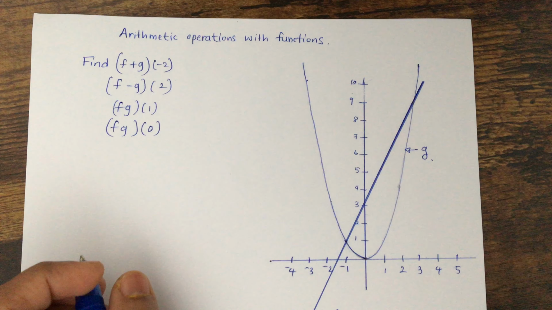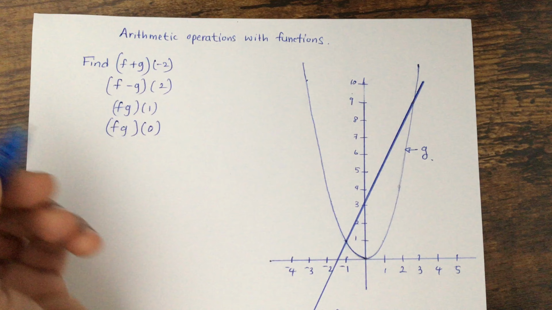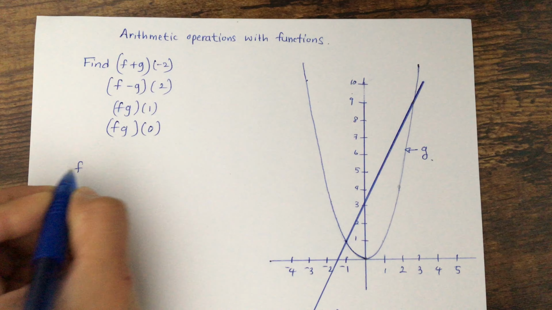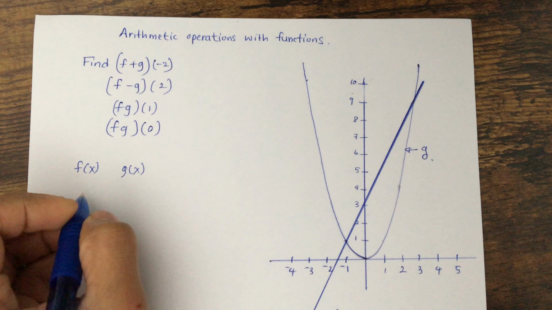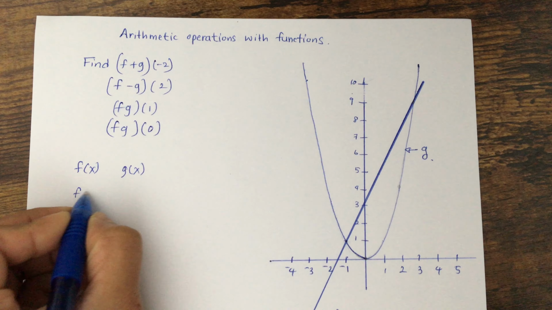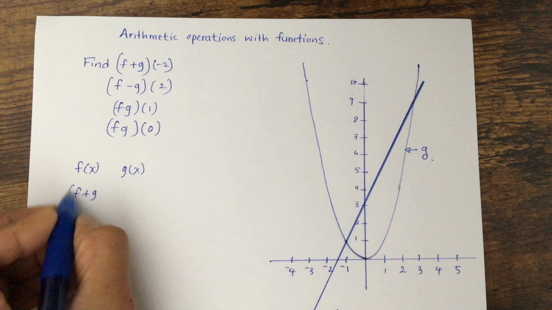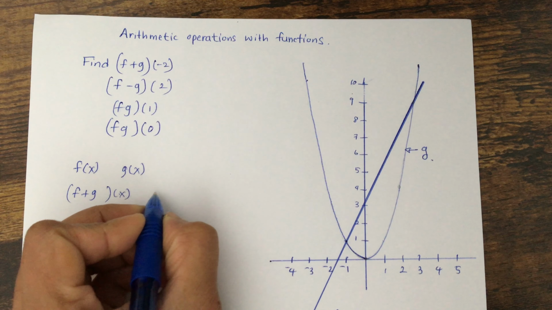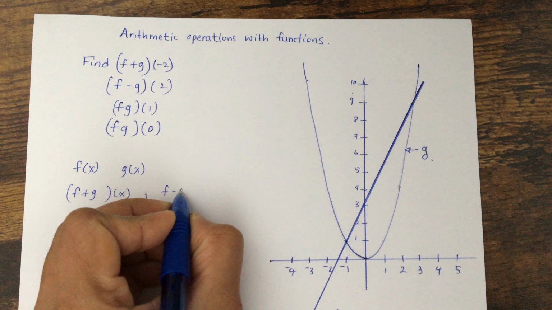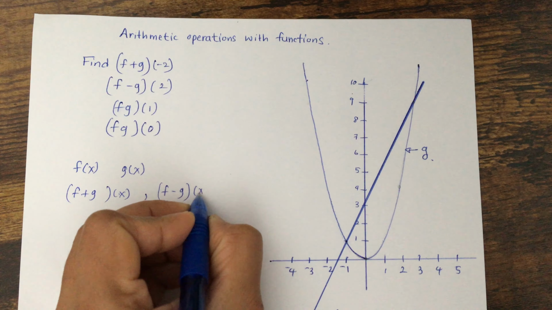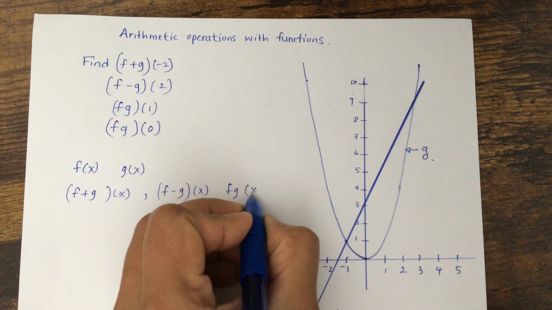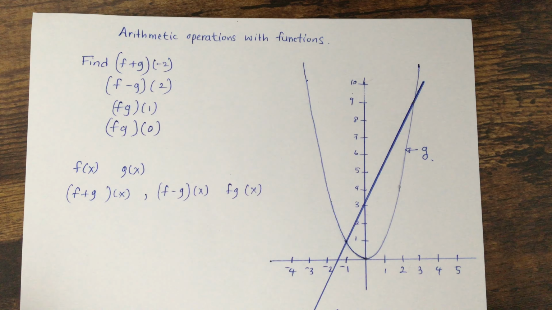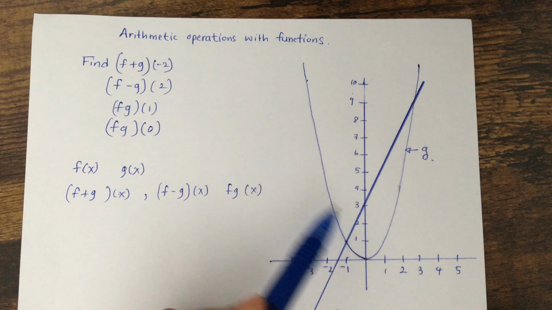So today I'm going to look at arithmetic operations with functions. That means when you have an f of x function and a g of x function. So we are going to look at the addition of these two functions, like f plus g of x, the subtraction f minus g of x, and as well as the multiplication fg of x, right? So as you can see, there are two functions here.